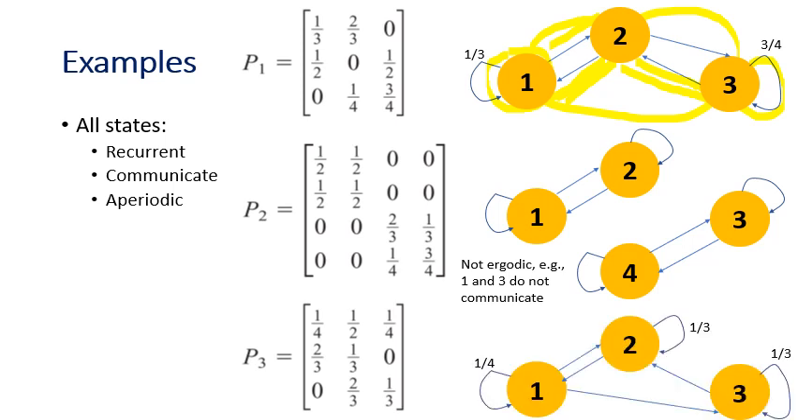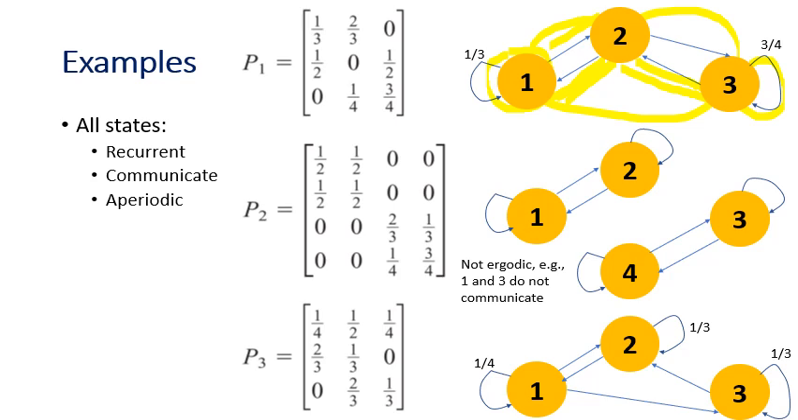For the third one, you can also see that all states are recurrent. You can go anywhere you want and then return to where you started. So they all communicate, and there is no period as well. So this is aperiodic. So this is also an ergodic chain.